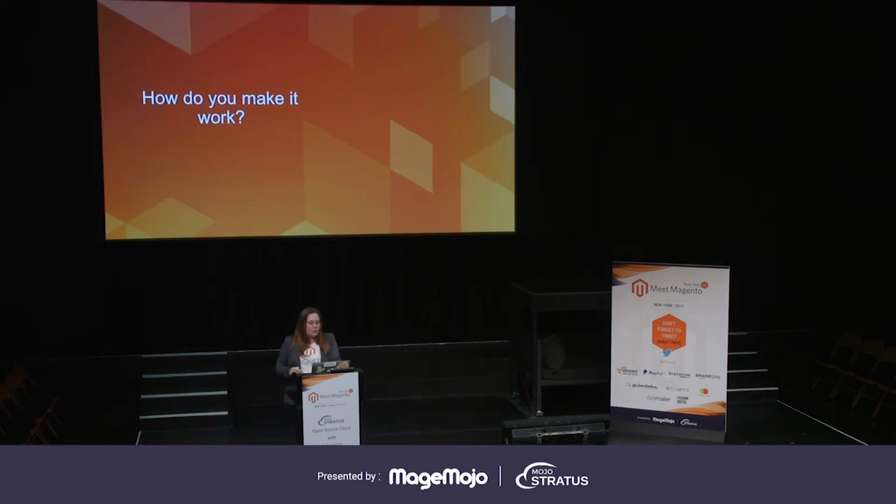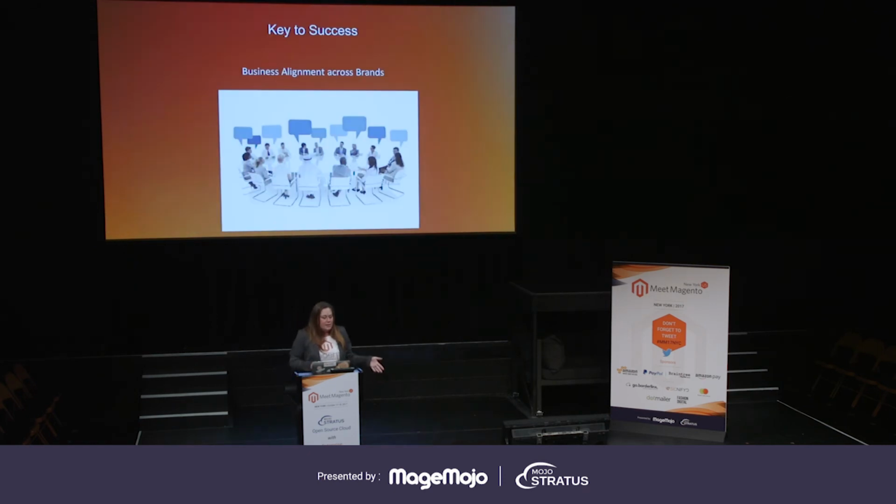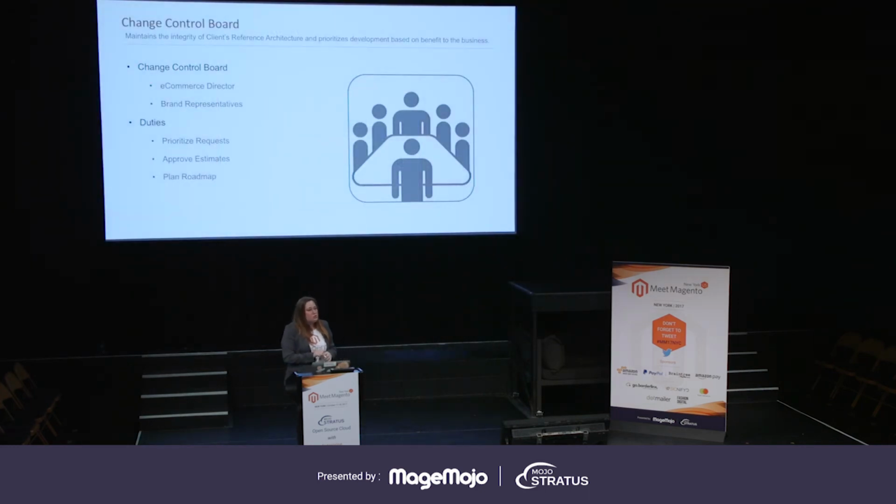So how do we make this work? As I was saying, the key to success is getting alignment across the brands. So the way we recommend doing this is by developing a change control board. Their job is maintaining the integrity of the reference architecture and prioritizing development based on the benefit to the business. On the change control board, you want to have an e-commerce director and a representative from each brand. Their duties are to prioritize all the requests, approve the estimates from the developers, and plan the overall roadmap.